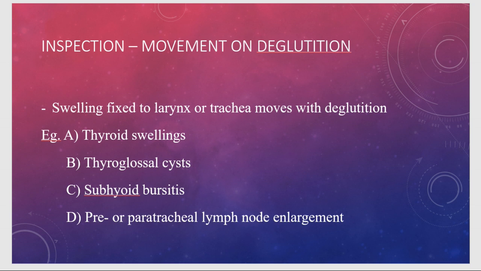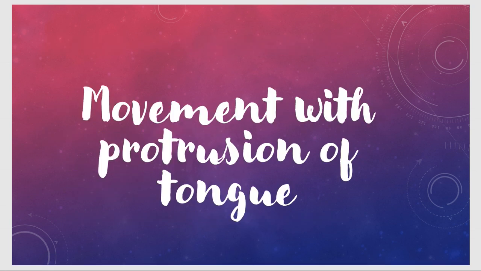Later on, we'll discuss these differential diagnoses, the various differentiating features between them, in subsequent videos. For this discussion, just remember these are the various possibilities whenever a swelling is moving on deglutition. The thyroid swelling, thyroglossal cyst, subhyoid bursitis, pre or paratracheal lymph node enlargement, right?